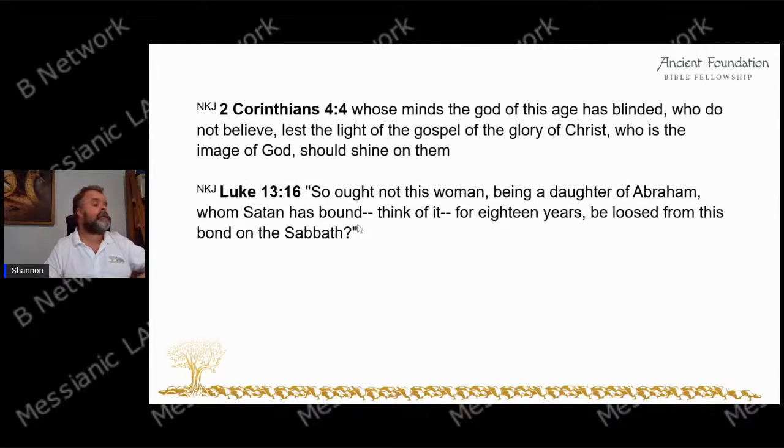Luke 13, verse 16. So ought not this woman, being a daughter of Abraham, whom Satan has bound, think of it, for 18 years, be loosed from this bond on the Sabbath? So here we see an example that a woman was bound by Satan for 18 years, and Yeshua came along and delivered her and set her free from that bondage.